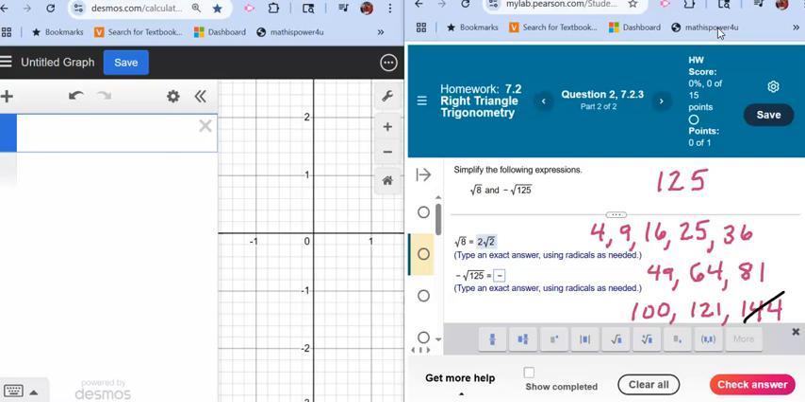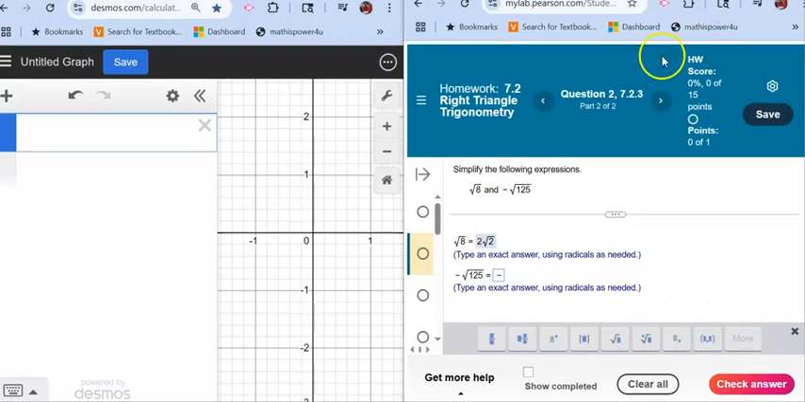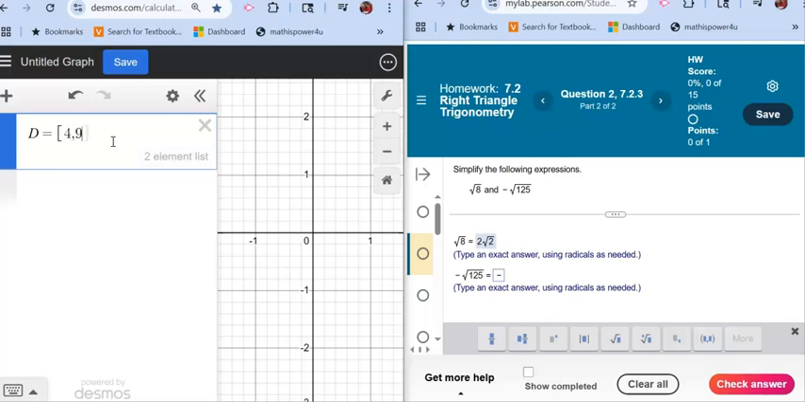Now you're looking for a number that divides this evenly, but you also want the biggest number that divides it evenly. 125 is divisible by 25. That's going to be it, right? But I just want you to see a way that I can do this with Desmos. I can make a list. I'm going to call it D for denominators, and I'm going to put a bracket and put the perfect squares in there, 4, 9, and then all the way up to 11 squared.